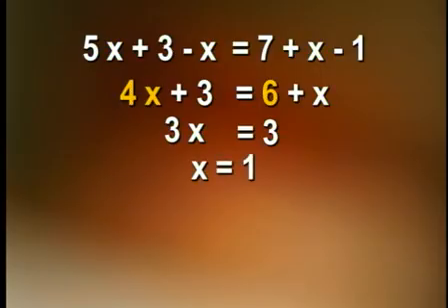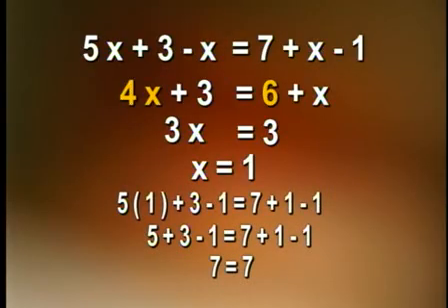We check x equals 1 by substituting it in the original equation. 5 times 1 plus 3 minus 1 equals 7 plus 1 minus 1. Both sides work out to be 7. So we've checked. This is the correct answer. And in fact, x equals 1 is the only value of x that will, when substituted for x in the original equation, give us an equation that is true. 7 equals 7, of course, is true.